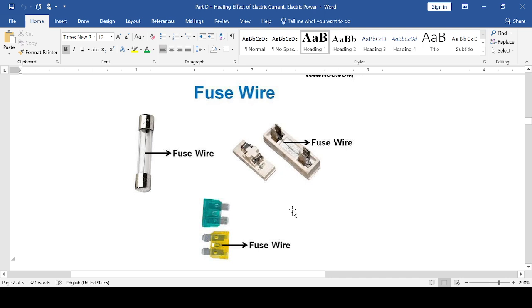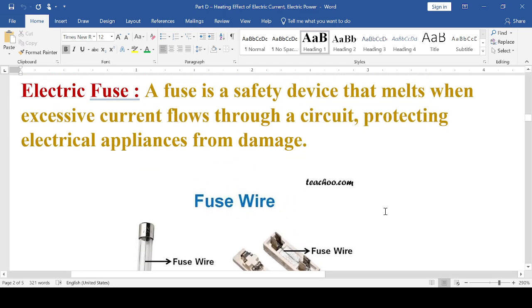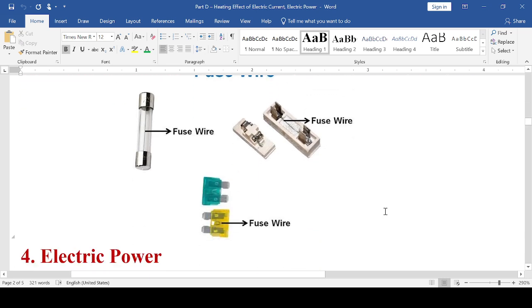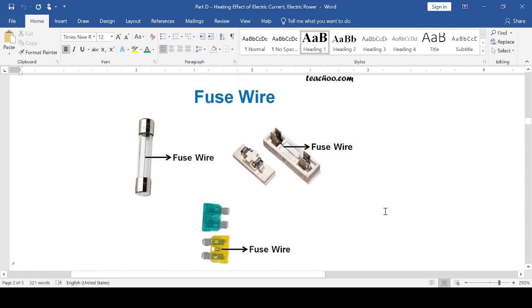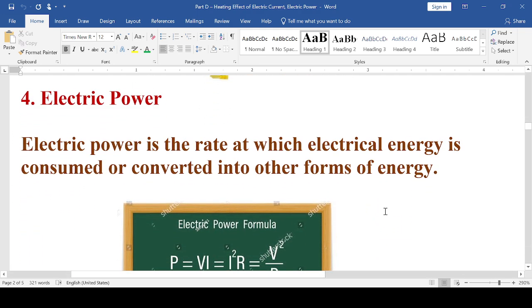So you can check the damage done in the fuse wire. Damage done means the wire will be burnt. You can remove it, clean it, and fix a small wire again, and when you fix it, the current flows automatically again.